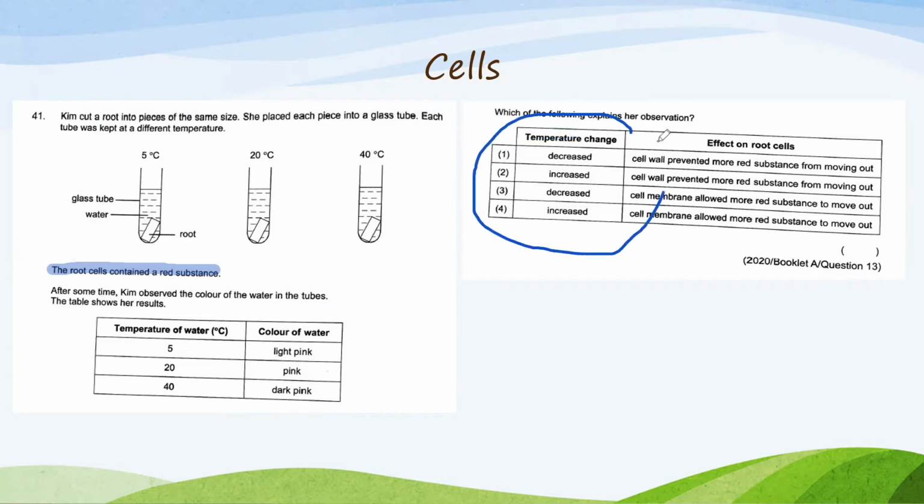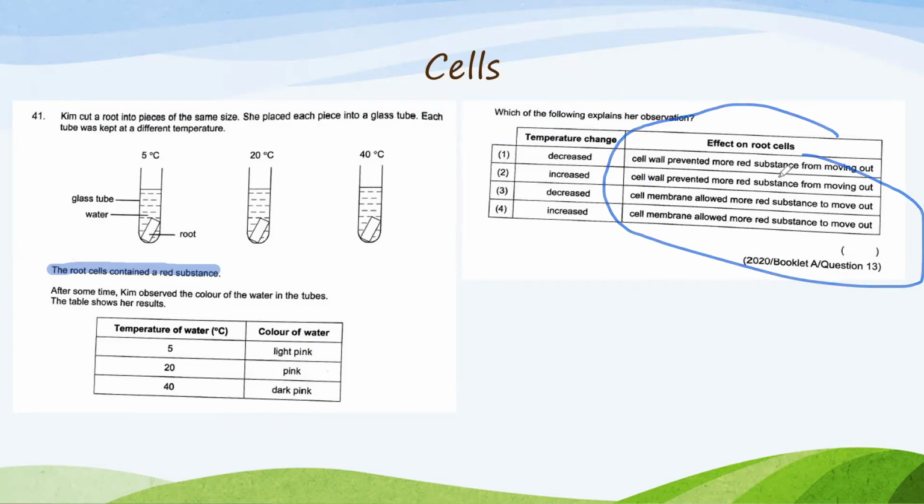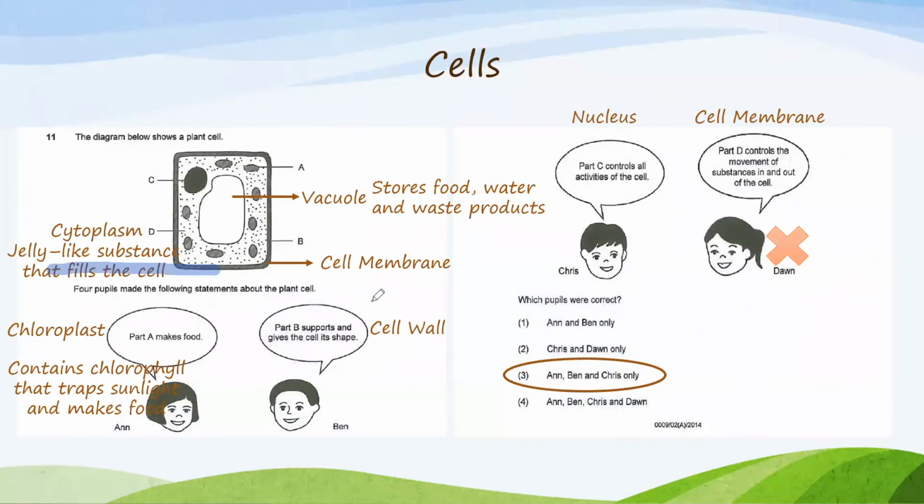So the first row here is about the temperature change, whether it increases or decreases. And the second row here is about the effect on the root cells. The effect is on the cell wall or the cell membrane. We know that the function of the cell wall is to support and give the cell its shape. And the function of the cell membrane is to control the movement of substances in and out of the cell.